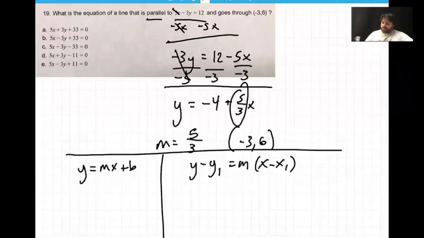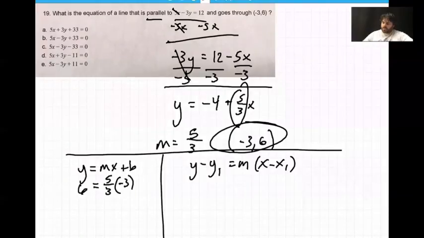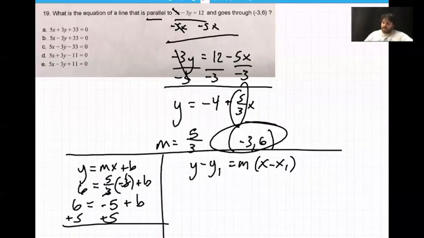M is 5/3, so we plug in our y value of 6 equals m, which is 5/3, times our x value, which is negative 3. Again, we're just using this point here. Plus b, we'll solve for b. The 3's cancel and leave a minus 1 behind. So negative 5 plus b equals 6. When I add 5 to both sides, I get that b is equal to 11. Okay? Then I write out the formula. So y equals, my slope is 5/3 x plus 11.